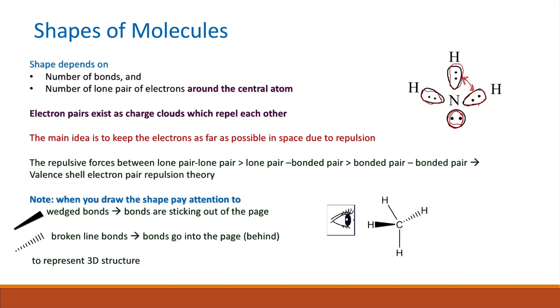So if we imagine we are looking at this molecule of methane, then this wedged bond here, between carbon and hydrogen, this is the one that is sticking out of the page towards your eye or towards you. These two bonds here, the normal line ones, these are the ones at the plane of the page. And then this broken line bond here is the one that goes into the page or from behind. This is the one that is behind where you are looking.